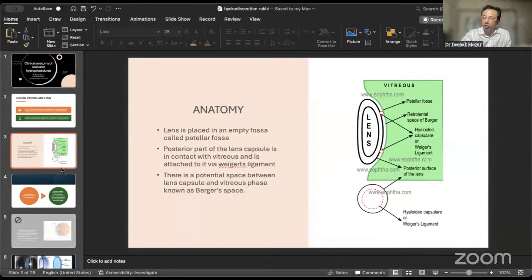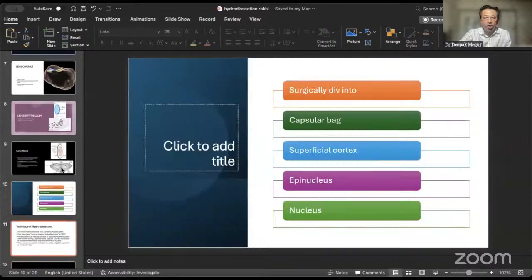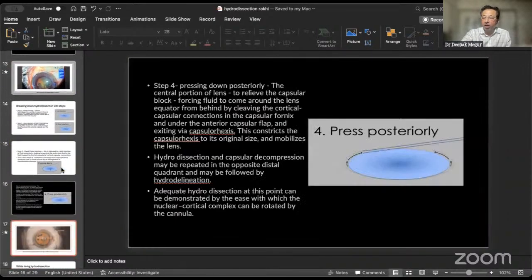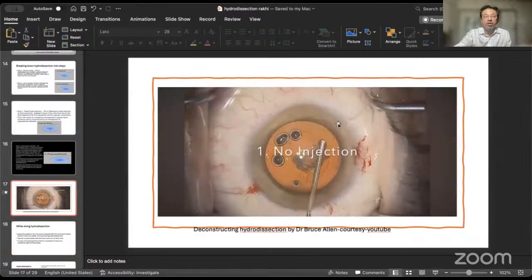The most important point I want to highlight is where you position your cannula. Dr. Raki, could you go back to your video, the second video you showed by Dr. Bruce Allen? Just open that video and pause the frame. I'd like to highlight a few things there. If you place the cannula directly opposite to your incision, that is not the best way to do hydrodissection. The chances of inducing capsular block are very high. Okay, you can make this full screen.